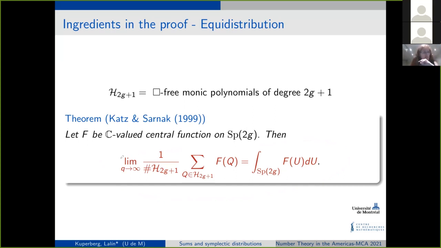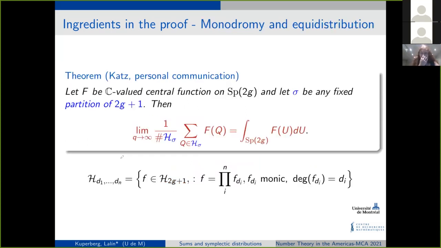However, this is not what we have, because like I said, to make life easier before, instead of working with square free polynomials, we restricted to irreducible. And so what we want now is actually to understand what happens to equidistribution if we only take irreducible primes of degree 2g plus 1. And so actually, we were wondering about this, and we ended up talking to Katz about this.